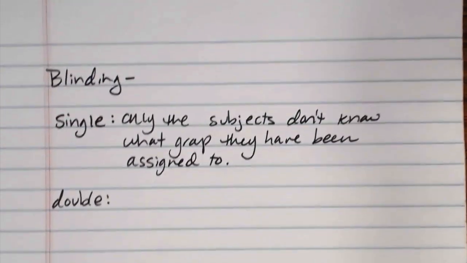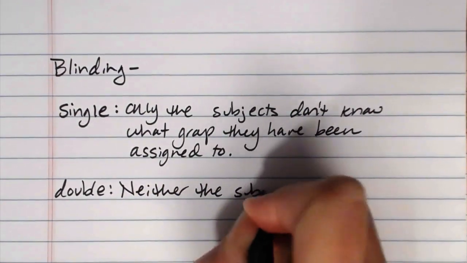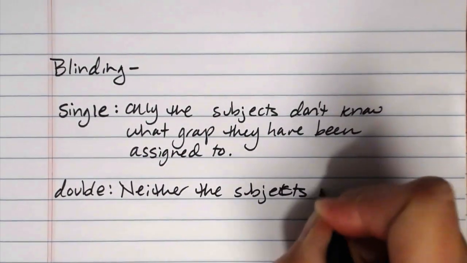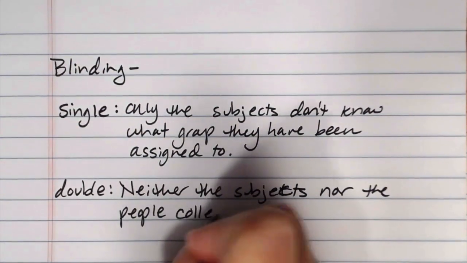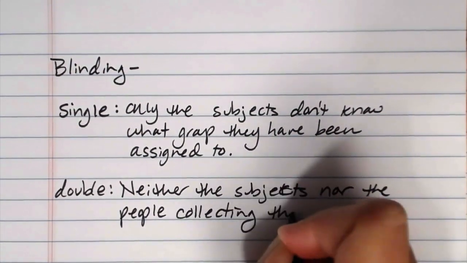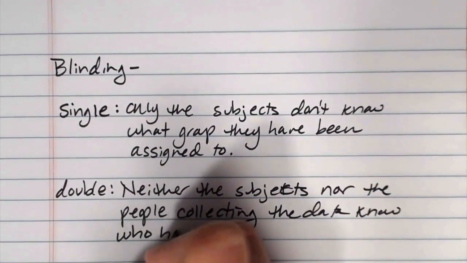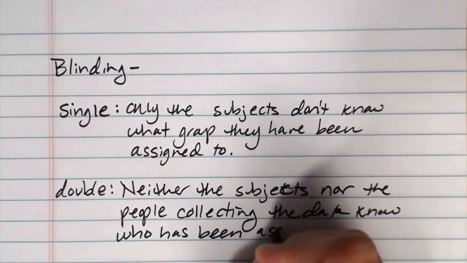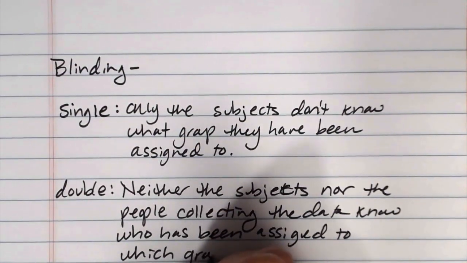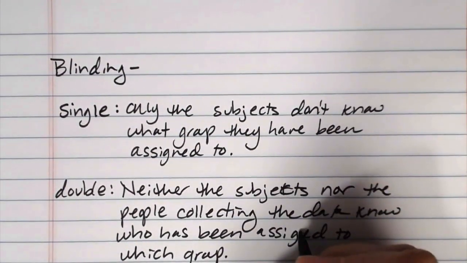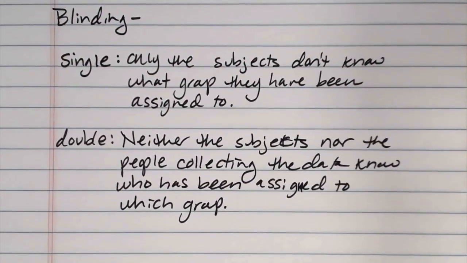With double blinding, neither the subject nor the people collecting the data know who has been assigned to which group. And this is important to avoid bias, right?